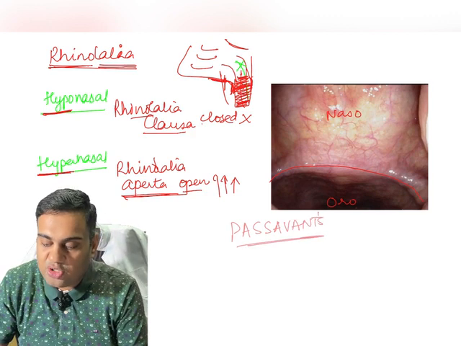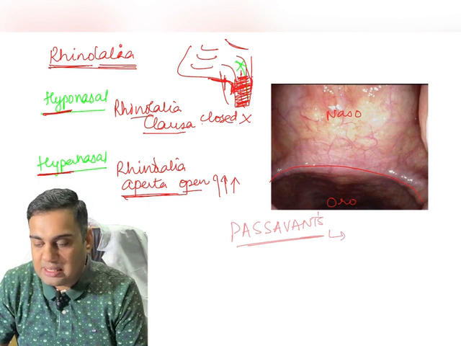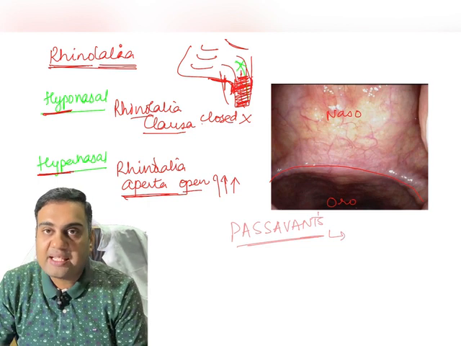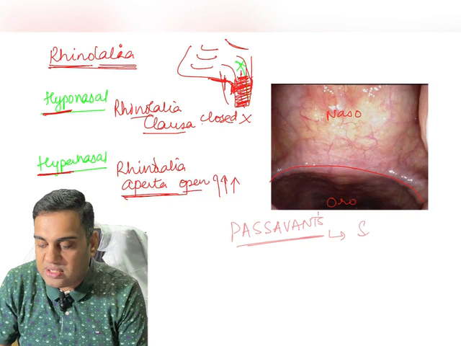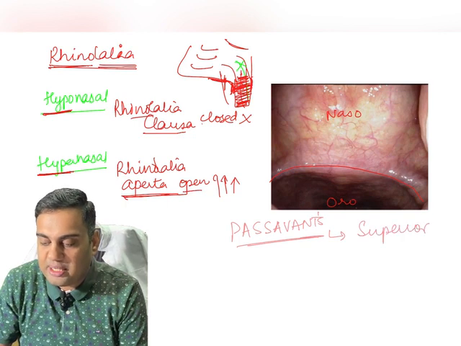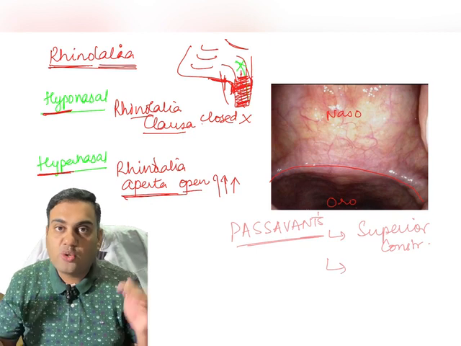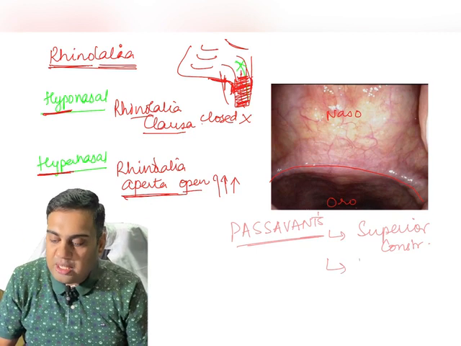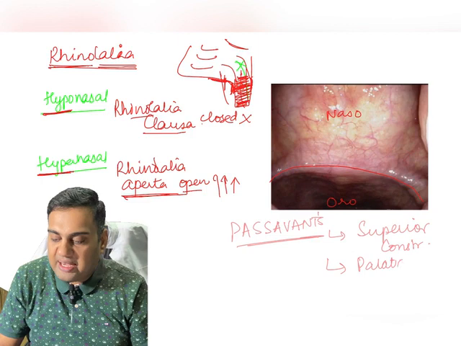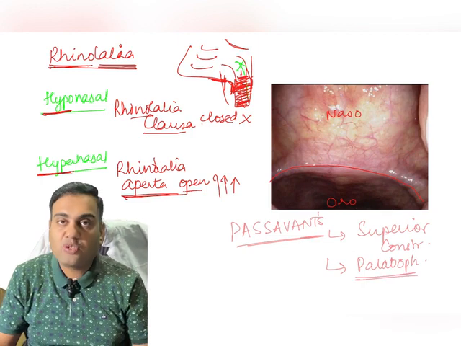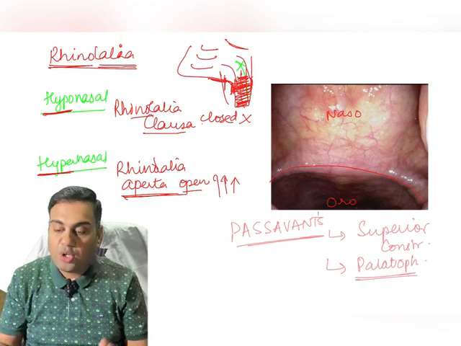This Passavant's ridge is formed by two muscles. Which is the muscle of the pharynx at the level of nasopharynx? Yes, it is superior constrictor. And which other longitudinal muscle is going to the posterior pharyngeal wall? The palatopharyngeus. The palatopharyngeus that was forming the posterior pillar of the tonsil also.